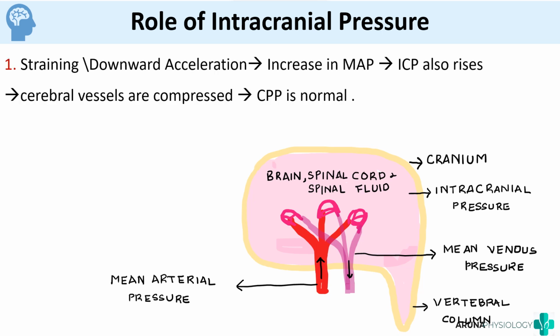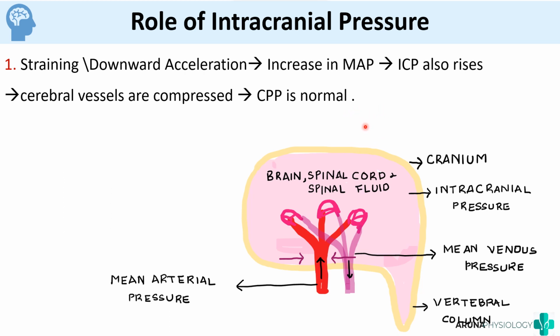So suppose there is straining or when our body has gotten downward acceleration, there is an increase in the mean arterial pressure. So whenever there is an increase in mean arterial pressure, the intracranial pressure also rises, so that we want the cerebral perfusion pressure to be normal. And when intracranial pressure rises, you can see that it will try to compress the cerebral vessels. Okay, so when the cerebral vessels are compressed, what happens? The blood flow decreases. So the cerebral perfusion pressure is returned back to normal.